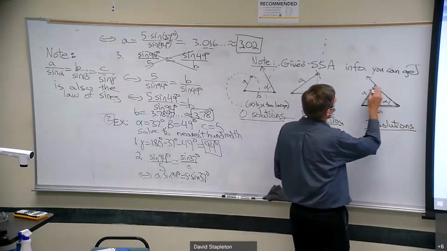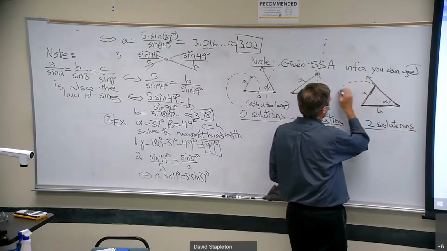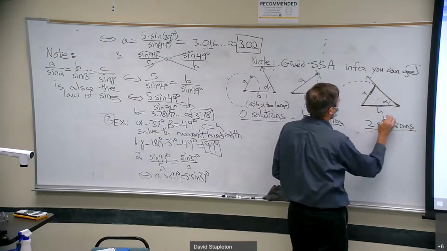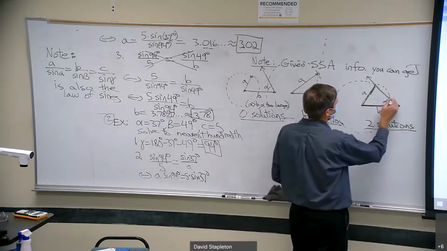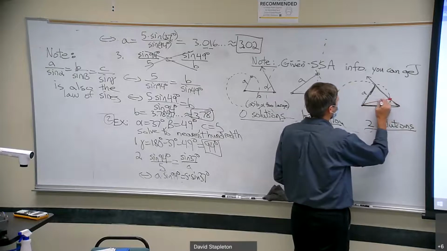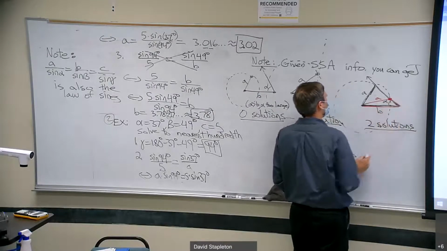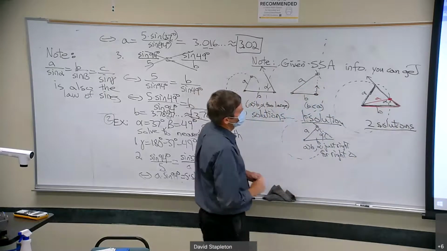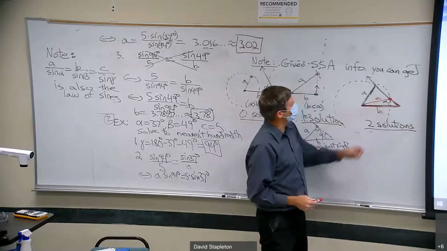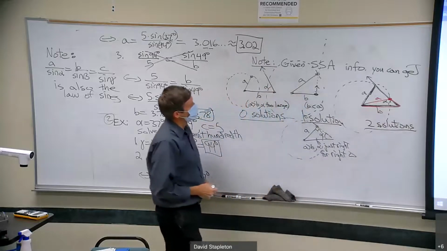Or if you rotate this thing around in the circle, since it can go any direction, you find there's actually another place where it intersects. You could put A right here and use this triangle. So the red triangle and the black triangle are each a solution. They both have sides A, B, and angle alpha.